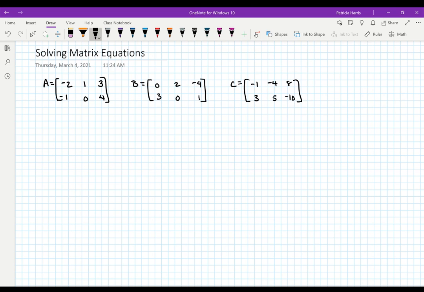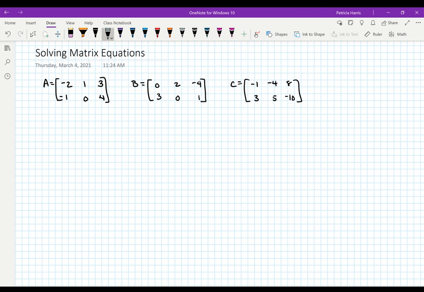Okay, so I have here three matrices. You'll notice that they're all 2 by 3. Now, when you solve a traditional matrix equation, that's kind of what you need. You need to have all of the matrices be the same size because your answer will be a matrix of the size that you start with. So, with a matrix equation, your answer will be a matrix of the given size.